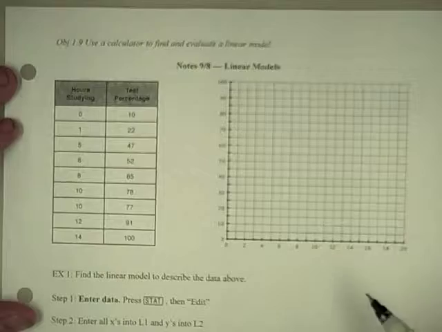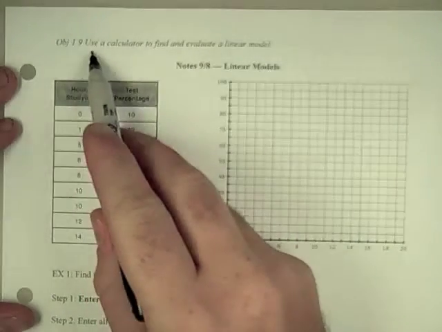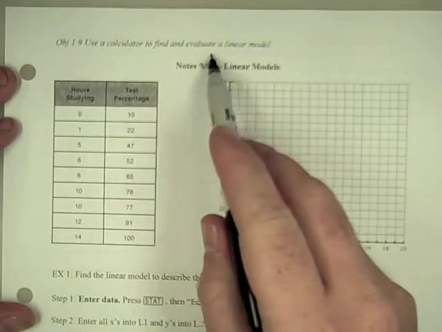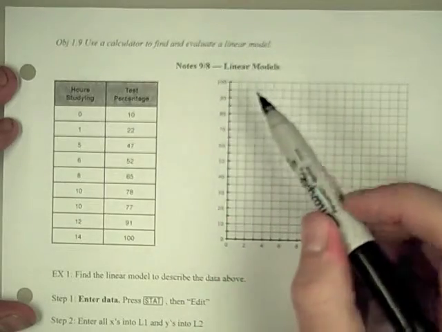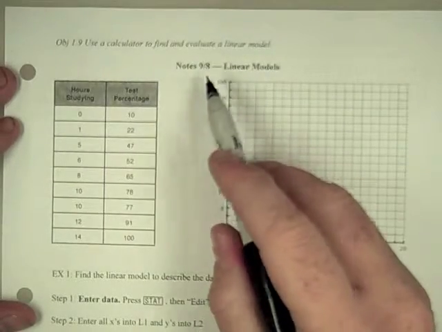These are notes for objective 1.9. Use a calculator to find and evaluate a linear model. This is for September 8th.